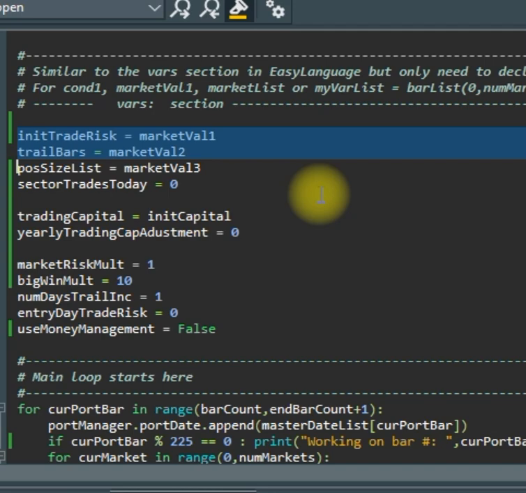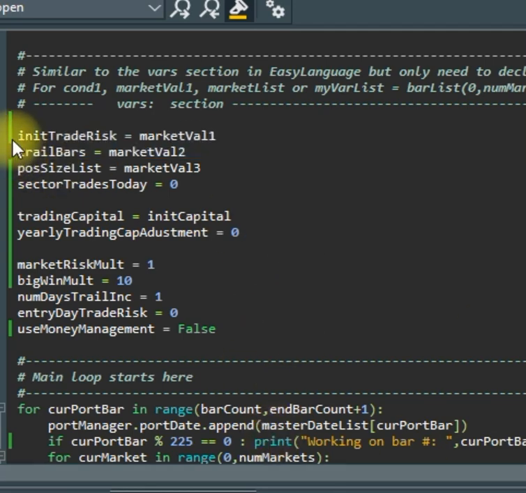Some people will call them a bar array. In EasyLanguage, every variable that you declare is what I call a bar array. It has a history, and you can index that history. And so that's what market val 1 and market val 2 does. It allows you to look at, not necessarily the history, but what was the value of init trade risk for corn? What is it for soybeans? Things like that.